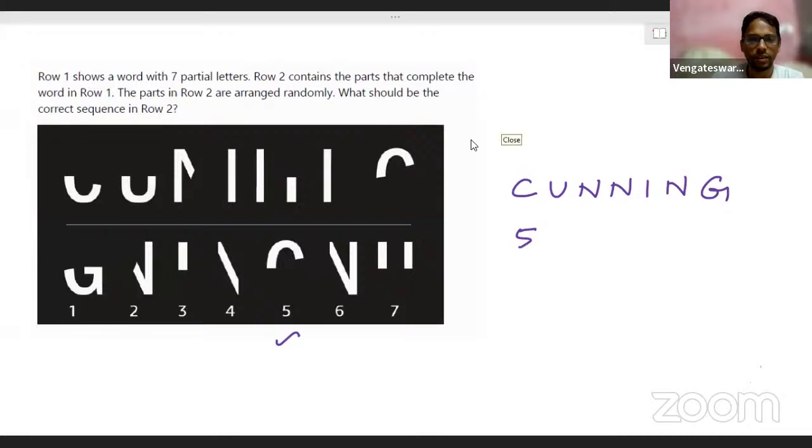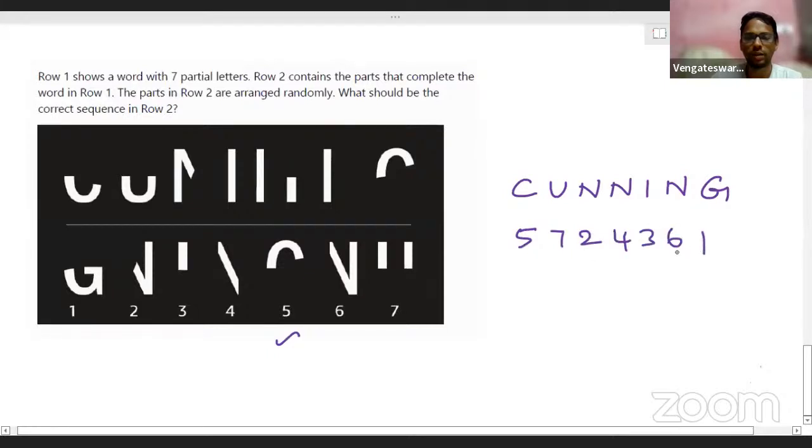Next is 7, 2, 4, 3, 6, 1. I'm getting the same answers from almost all of you. 5 first. Okay, this is 7. When you place it, it will complete the U. 2 will complete N, and 4 will complete the other N. 3 will complete I. 6 will complete the other N. And finally, 1 will complete the G. Brilliant answer. Fantastic, very nice.